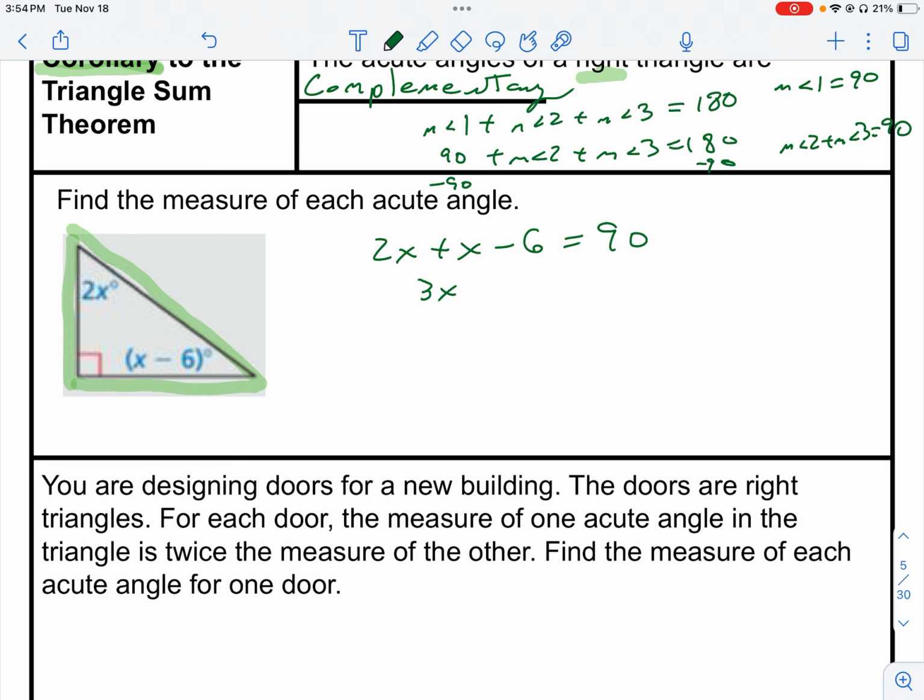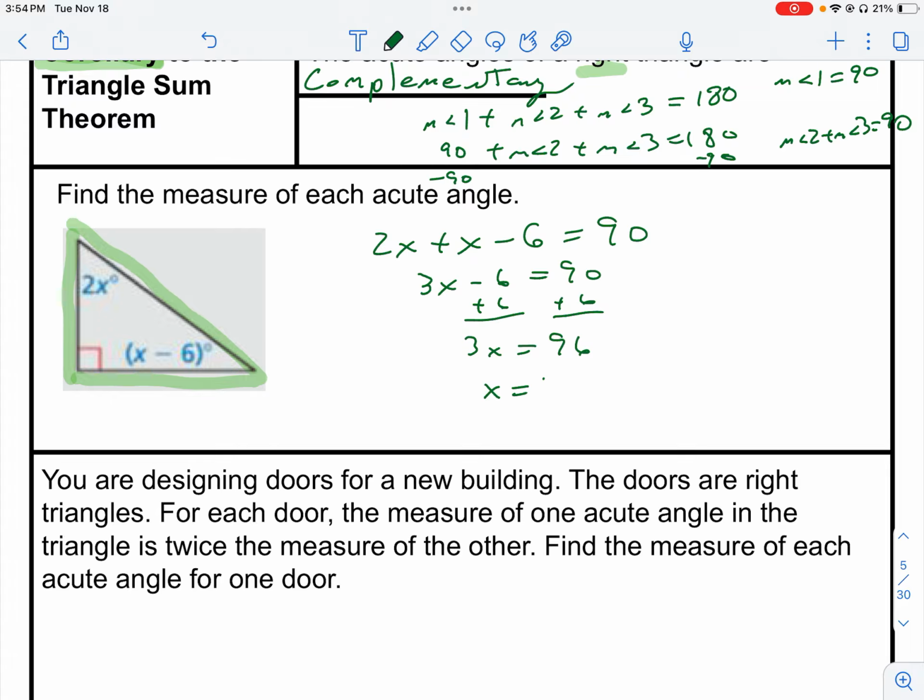So we're going to combine like terms. And we're going to get the x by itself. So 3x equals 96. Divide both sides by 3. X equals 32. So 2 times 32 is 64. And then 32 minus 6 is going to equal 26. And 64 plus 26 equals 90 degrees. We're good to go.